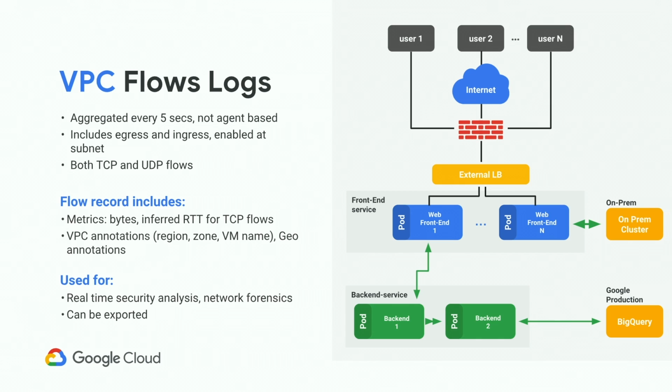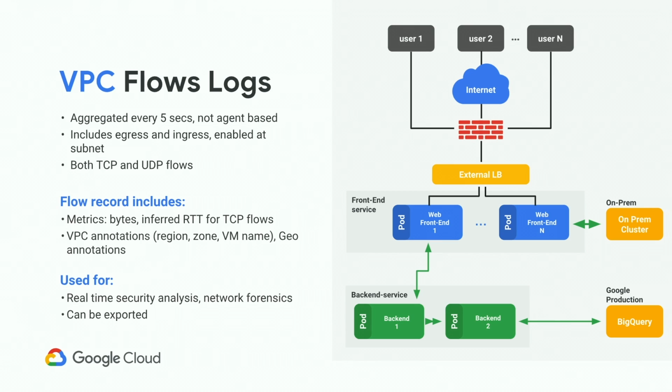VPC flow logs, moreover, cover all the flows within your network, whether it's to or from the internet, between services in your VPC, to managed services, or from your on-premises. Moreover, it includes both egress and ingress, and it can be enabled at the granularity of a subnet. It also covers TCP and UDP flows, and a host of features like shared VPC, VPC peering, etc.